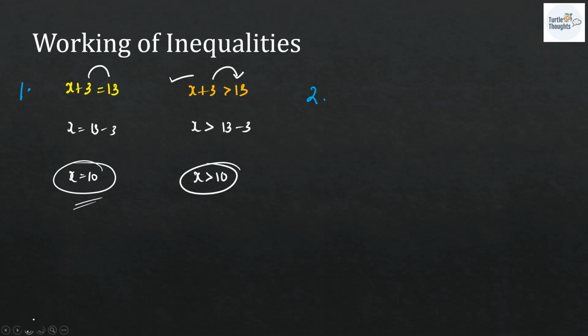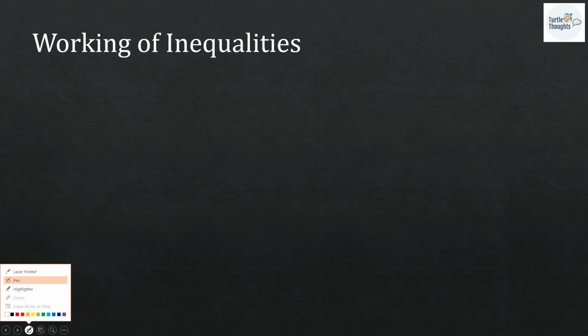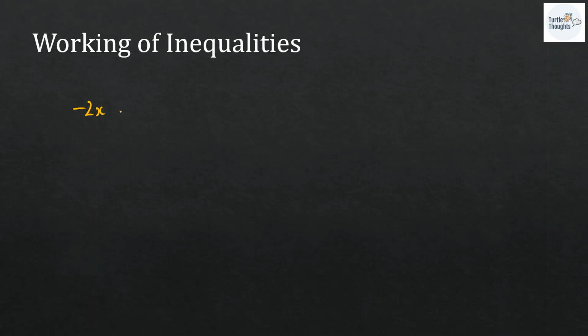This is a no-brainer. The second point is very, very important because there is a small change over here. For example, if I have negative 2x plus 6 giving me, let us assume it is 16, now how do we solve this? When I transfer 6 to the other side, I'll be getting negative 2x plus 6, which is going to be equal to 10.